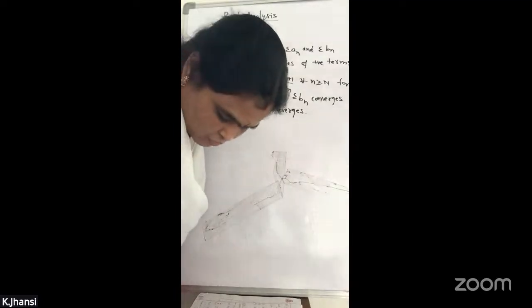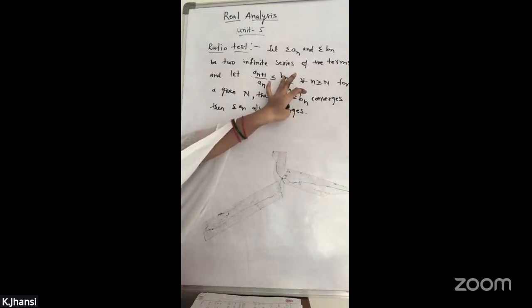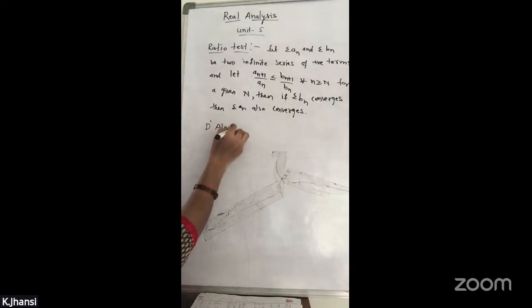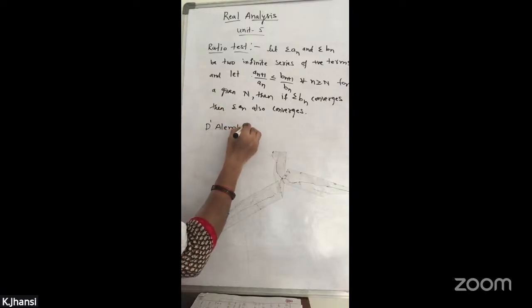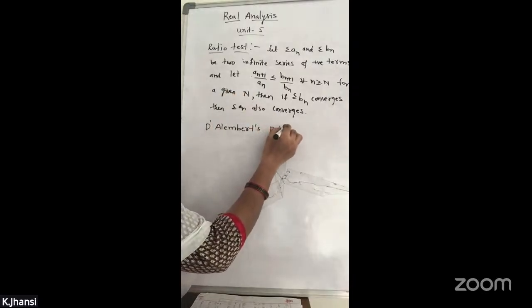The condition is that an will be given in the question. We have to choose bn and we have to find an plus 1 and also bn plus 1. And if an plus 1 by an value is less than or equal to bn plus 1 by bn, then if summation bn, the bn value we choose, converges, then an also converges. Okay. So next one is D'Alembert's ratio test. This is very important. On this we have problems.